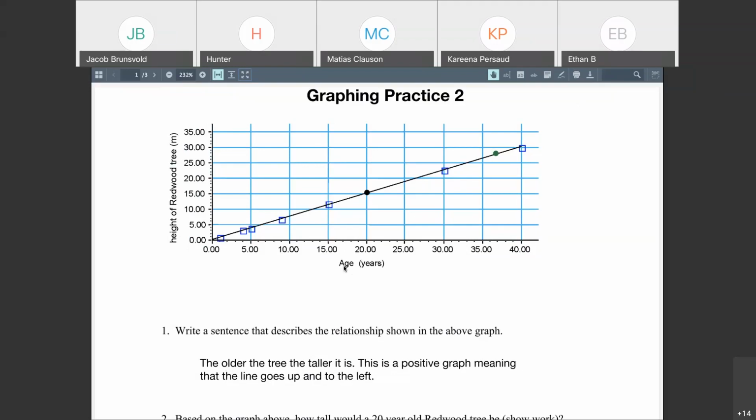This is a positive graph, meaning the line goes up and to the left. And you said that in the chat, you meant up and to the right. And that's true. This is a positive relationship. The graph is going up and to the right. So that's good. I wasn't looking for a lot here.